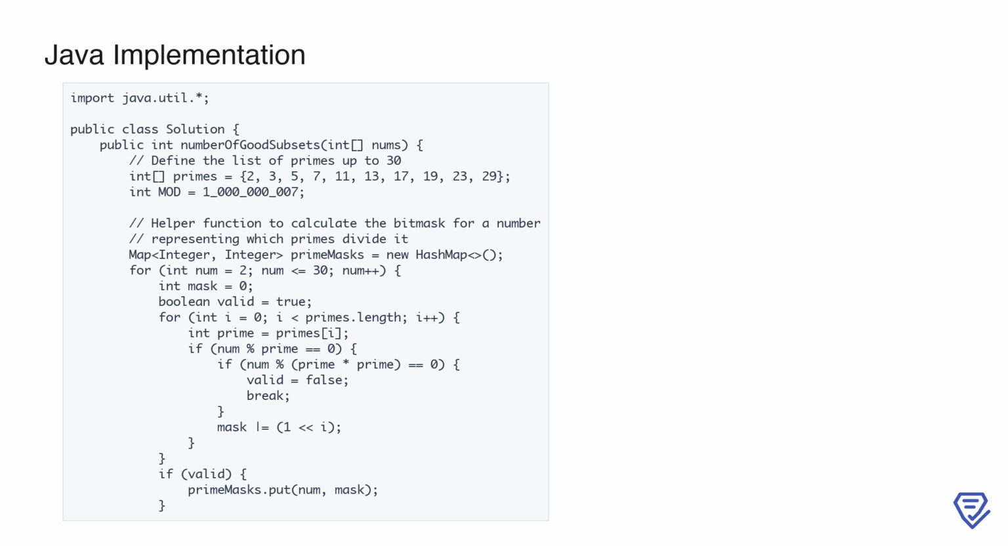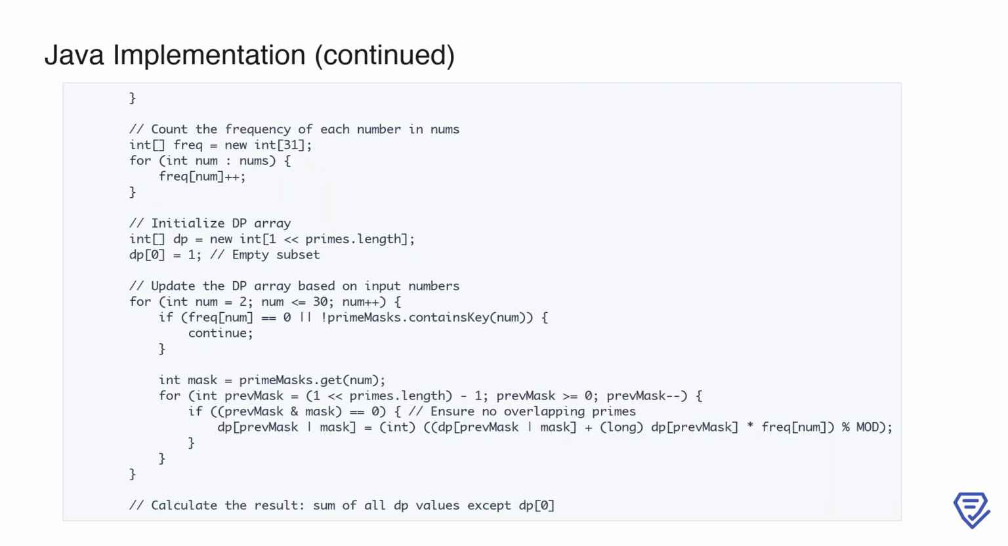However, if the number is divisible by the square of any prime, it is deemed invalid for forming good subsets, and we skip it. Once processed, only valid numbers are stored in the prime masks map with their associated bit masks. After constructing the prime masks, we count the frequency of each number in the input array using a frequency array. This helps us avoid redundant calculations and efficiently handle duplicate numbers.